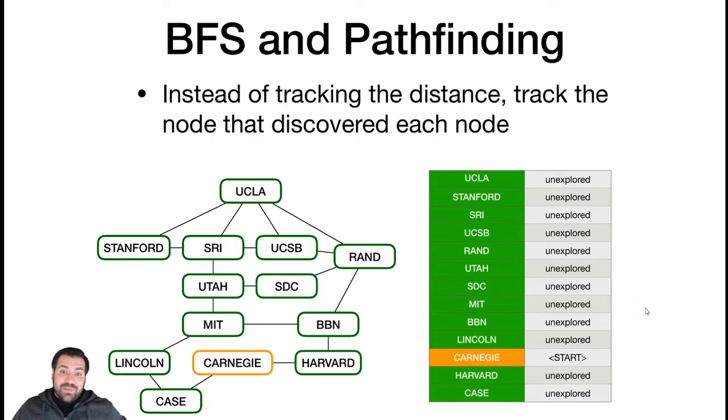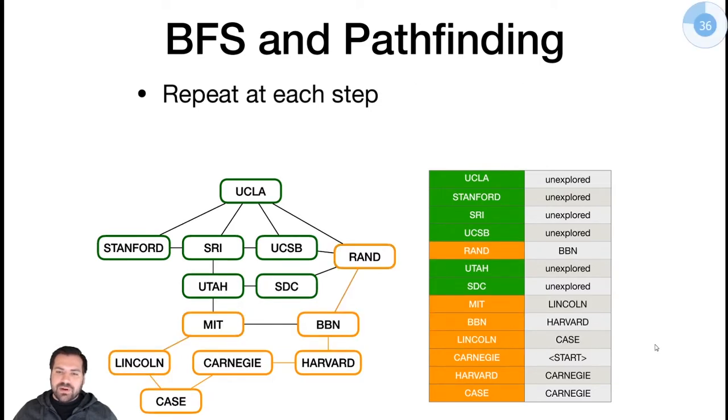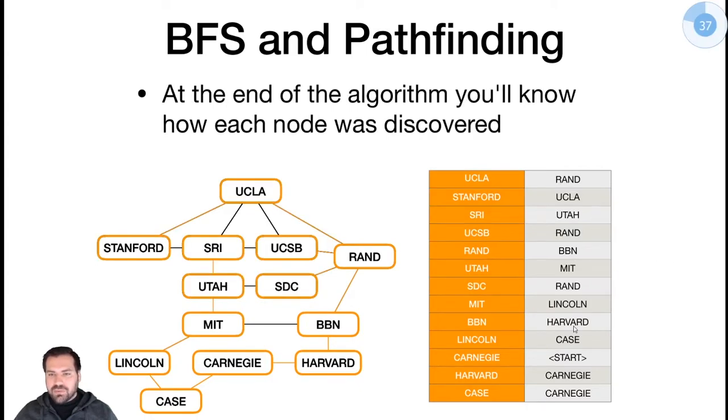And then each time we explore a node, we keep track of the node we came from. So when we explore Harvard and Case, we're storing Carnegie. This is where I came from. This is the node that discovered me. And we do that throughout the run of this algorithm. So when we're exploring Case and find Lincoln, Lincoln says, oh, it was Case that found me. MIT knows that Lincoln was the one that found it. Rand knows it was BBN that found it. And so on through the whole run of this algorithm.